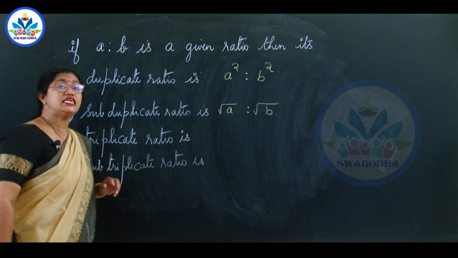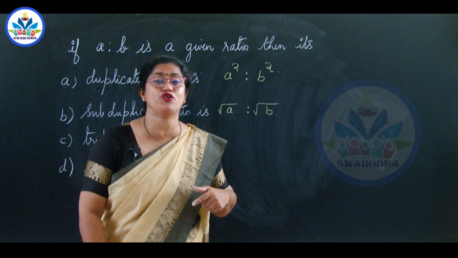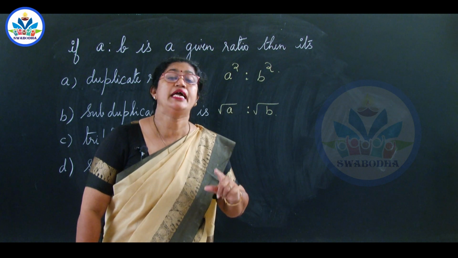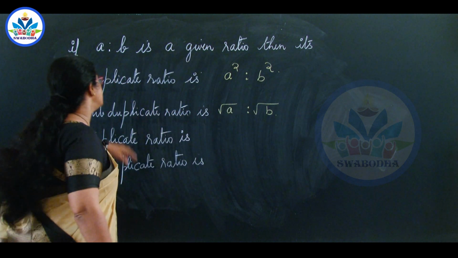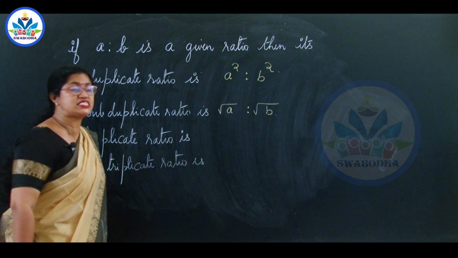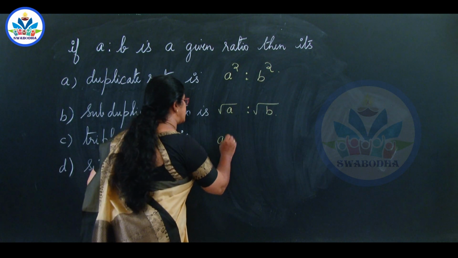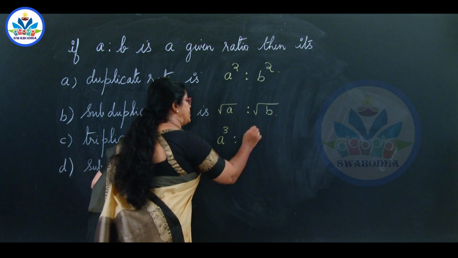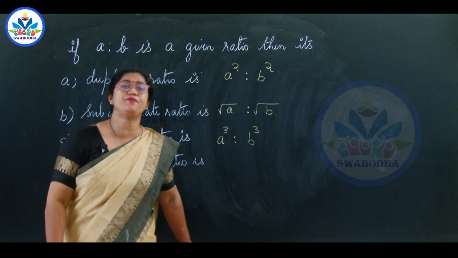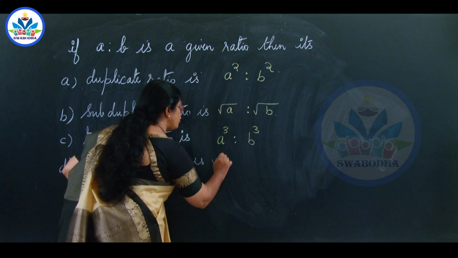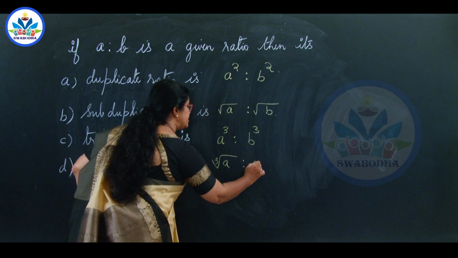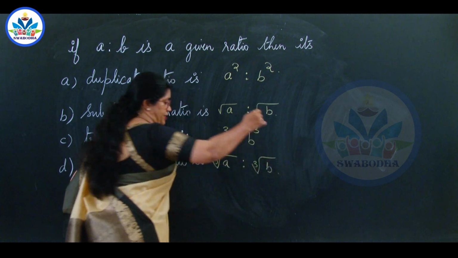Next one is triplicate ratio. I am sure you will guess it by its name now. Triplicate means I have to cube both the terms. So, A:B, its triplicate ratio is A cubed is to B cubed, and subtriplicate ratio is cube root of A is to cube root of B.